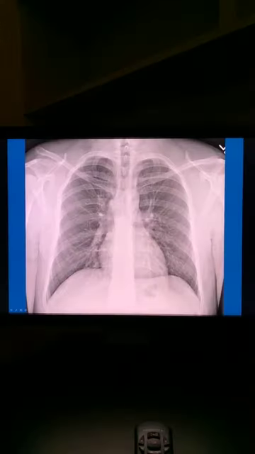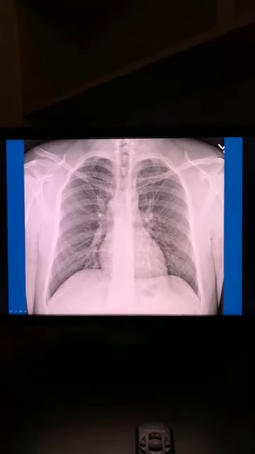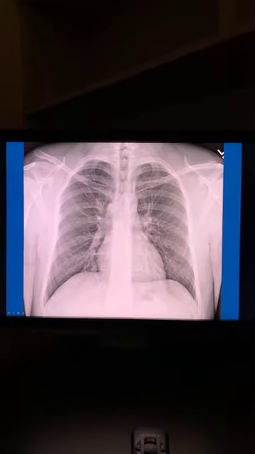Case number 3. Ooh, what do we got? I'm gonna give somebody legit 10 seconds to figure this out until I give you the answer.